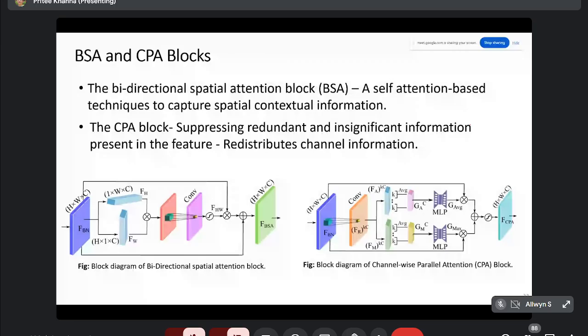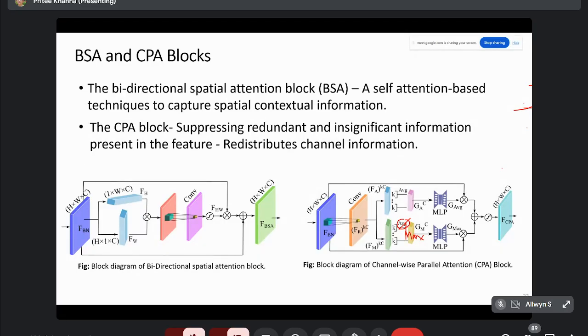Here there is one mistake. Just a minute. Okay, here this will not be average, but this will be max. Okay, so first let us focus on the BSA block, right?